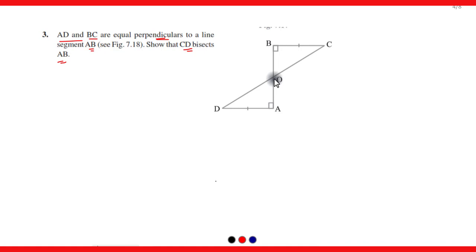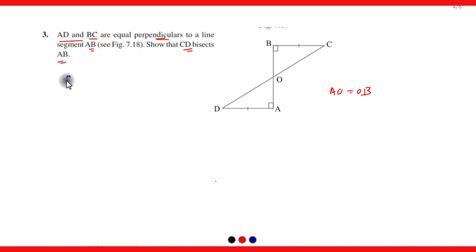It means we have to show that AO is equal to OB. These two line segments are equal, that we have to show, and if these two line segments are equal, it means that DC, this line segment, bisects the AB. Now let us see how to prove this.